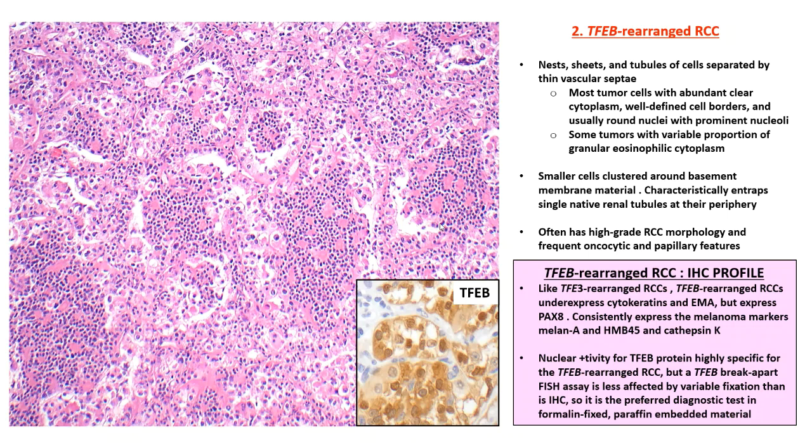Sometimes they can even have a high-grade nuclear morphology. And as I have already said, even this group of tumors will underexpress cytokeratins and EMA. Sometimes they can be totally negative for expression of cytokeratin and EMA, but they will also express PAX8, and quite often express these melanoma markers like melan A and HMB45. Nuclear positivity for TFEB is highly specific, but again, fixation plays an important part. So in a poorly fixed tumor, you will not get a proper TFEB expression. So again, break-apart FISH is a better diagnostic choice compared to immunohistochemistry in these tumors.